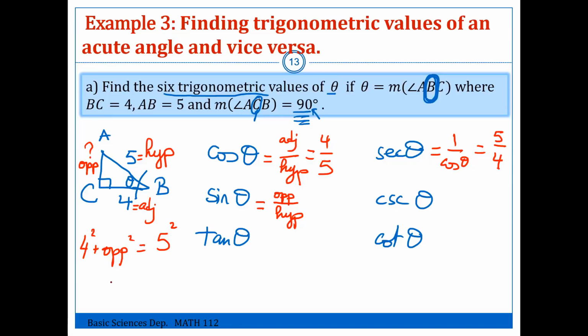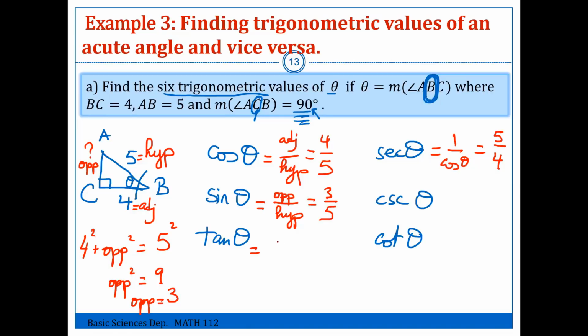So what's the value of the opposite? 25 minus 16 is 9, so the opposite here equals 3. We take only the positive value since it is a length. It must be positive; we don't take plus or minus, plus only. So here the sine will be 3 over 5.